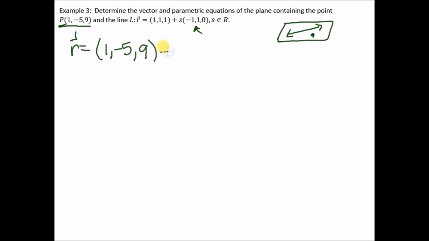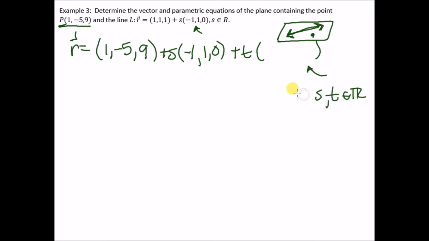And then we're going to write plus s. Since we have a line that lies on this plane, we're going to have the same direction vector. It makes sense that the plane also has the direction vector negative 1, 1, 0. Now, what we're missing is this second direction vector. And just remember, s and t are elements of the real number system.